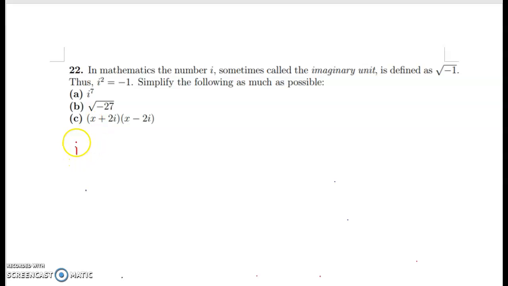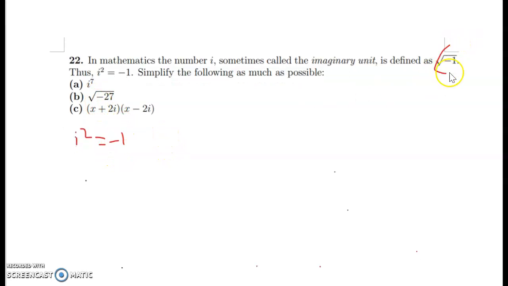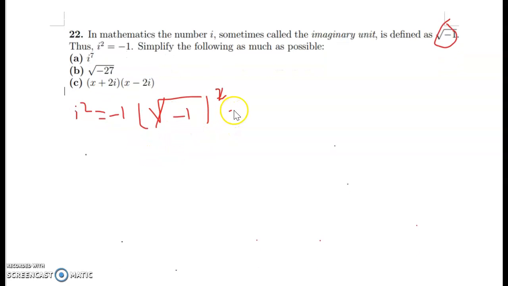So if i squared equals -1, because as we can see here, i squared is -1 because the square root of -1 is i, squared, cancel out these two, and it's -1, right? So that equals -1. So what's i to the 7th?